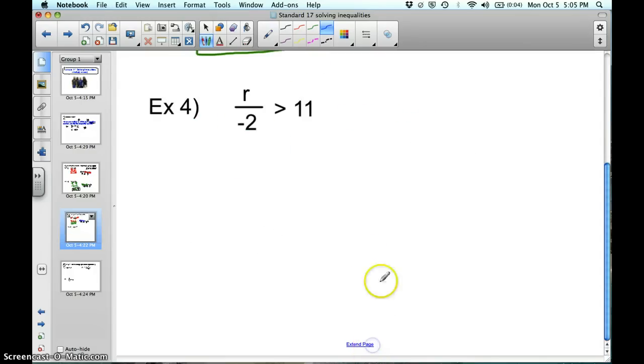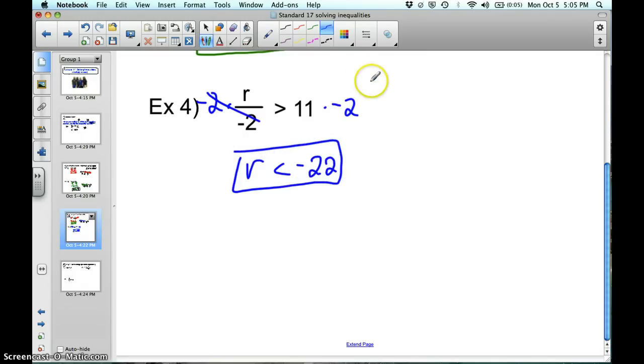All right, last problem we're going to do together. If I have r divided by -2 is greater than 11, to get rid of division, I have to multiply by -2. So when I do that, I'm going to bring down my r. Since I multiplied by a negative number, I have to flip my inequality symbol. This is now going to become a less than, and then 11 times -2 gives me a -22. So my solution is r less than -22.